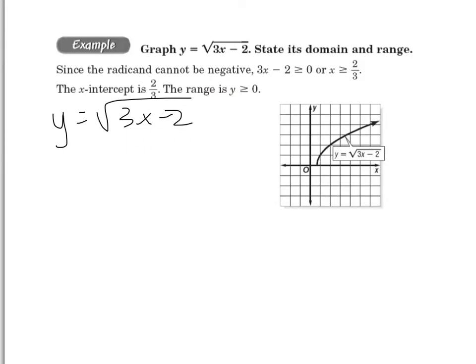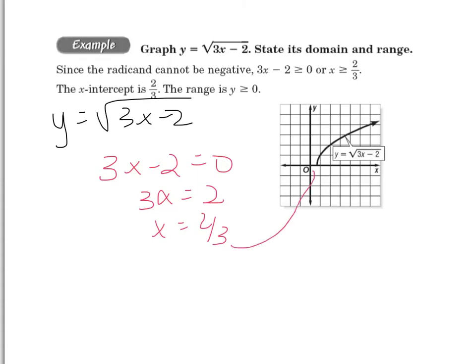To figure that out, it was supposed to be at 0. So 3x is 2 and x equals 2/3. Our horizontal shift is a shift of 2/3, so we move it over to there. 2/3, if we plugged it back in, would give us a 0 up here. So this is really like writing x minus 2/3 in there. There's no a value, but that 3 does affect somewhat the steepness.